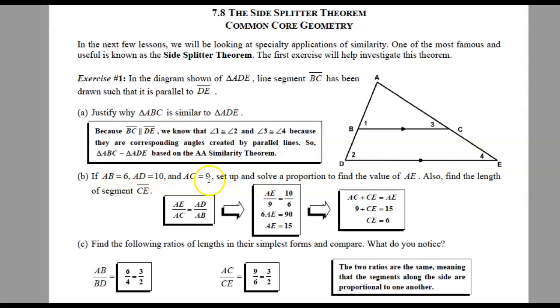If we have these particular numbers now, we can insert them into that proportion. So if AC equals 9 and AD equals 10 and AB equals 6, this proportion from the diagram becomes the numerical version, and we can solve for AE. We can also solve for CE, because if AE equals 15 and AC was 9, then you can just subtract to get the remaining portion. So CE would have to be 6 there.